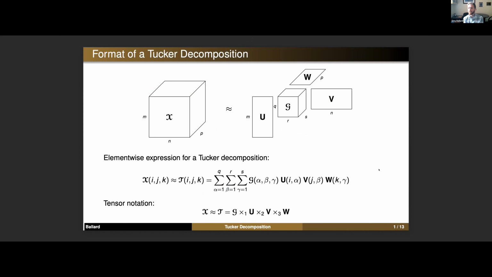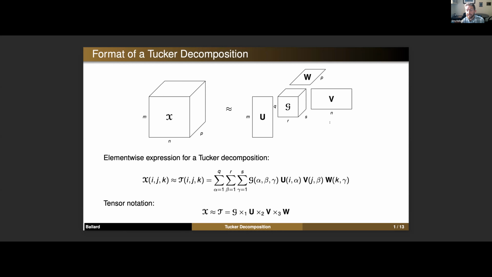So here's the picture of the Tucker format tensor, or Tucker decomposition. On the left is my data tensor. I'm thinking it's a dense tensor, M by N by P. With a Tucker decomposition, I want to approximate this with a Tucker format tensor. So on the right, I've got a Tucker format tensor.